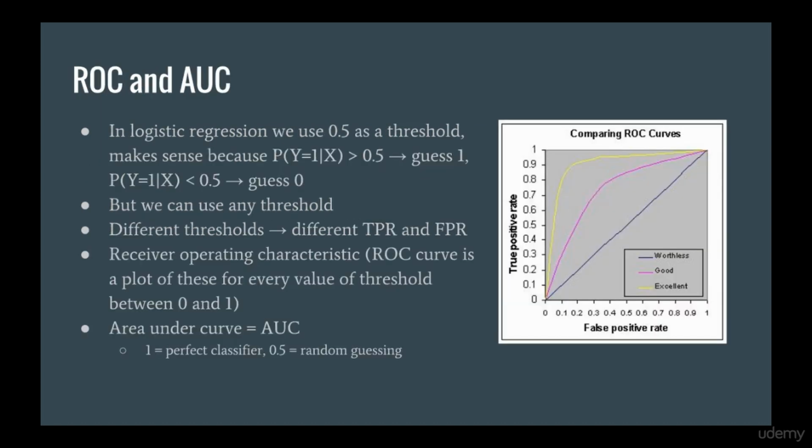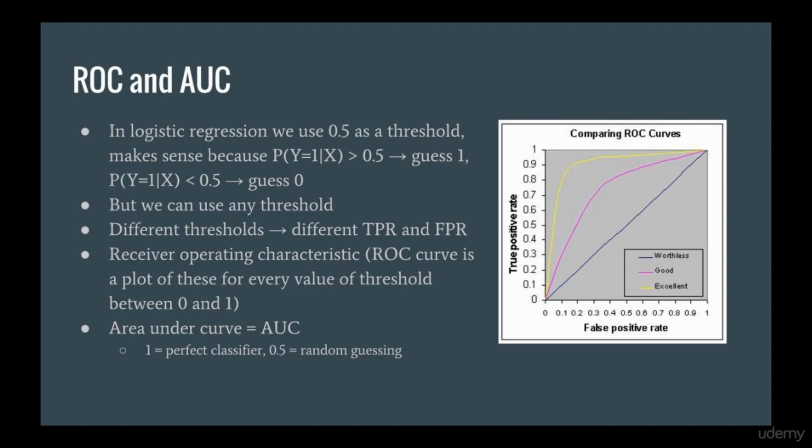Recall that we usually just use 0.5 as a threshold for logistic regression. This means that when the output probability is 0.5 or greater, we choose class 1, and if the output probability is less than 0.5, we choose class 0. But we don't actually have to have 0.5 as a threshold, and we can use any value between 0 and 1. In fact, we can treat any binary classifier this way.